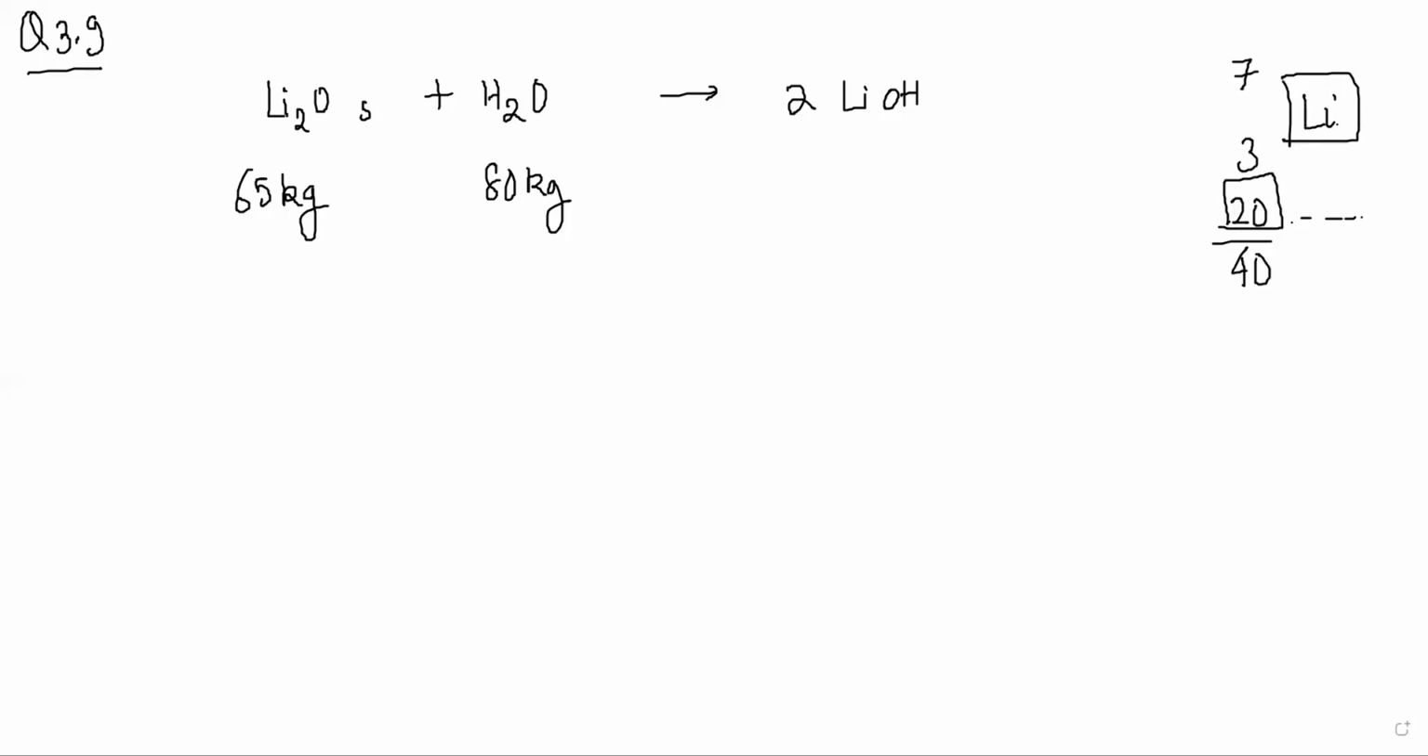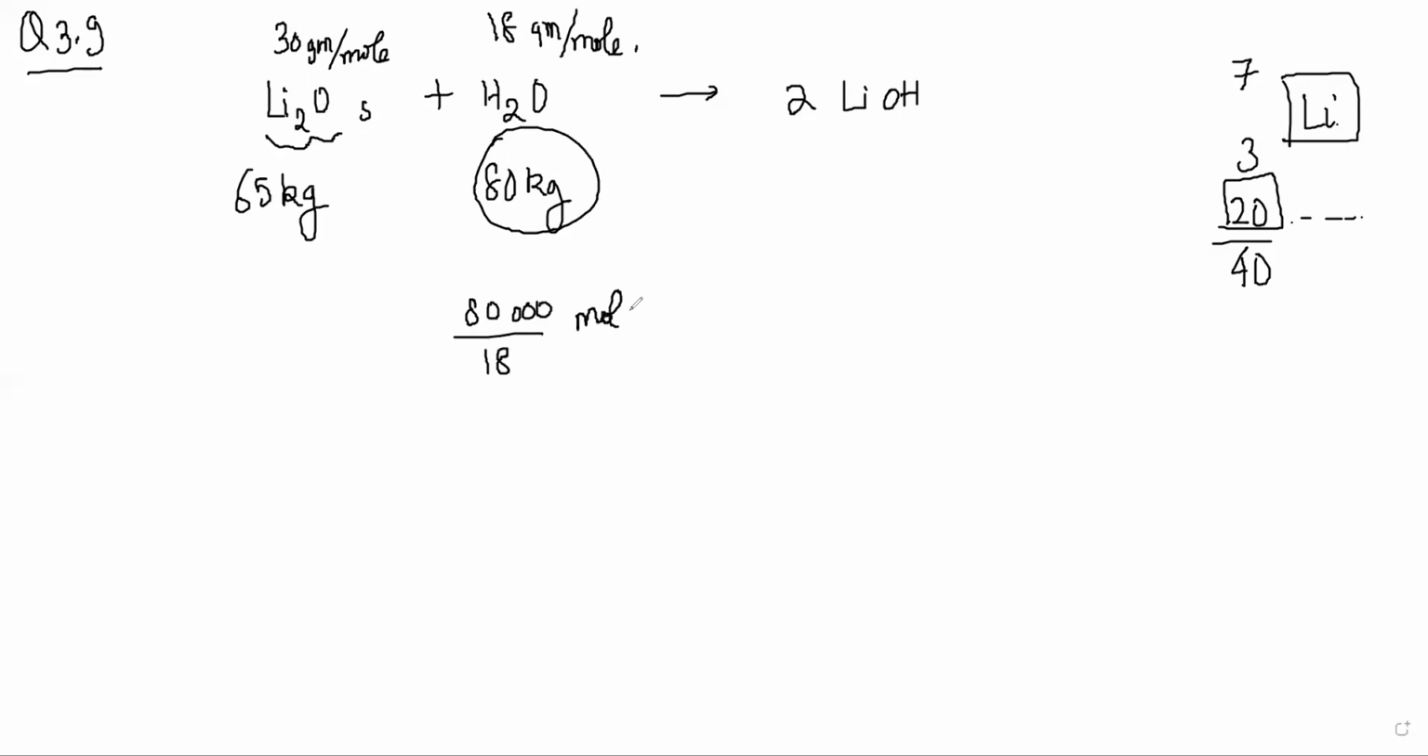Yes, sir, 7. So this one will be 14 plus 16, so 30 grams per mole, right? And this is 18 grams per mole. So how many moles of water are there in 80 kgs? So 80,000 divided by 18, right? Moles. And how many are here? 65,000 divided by 30, right? So obviously, which is smaller?